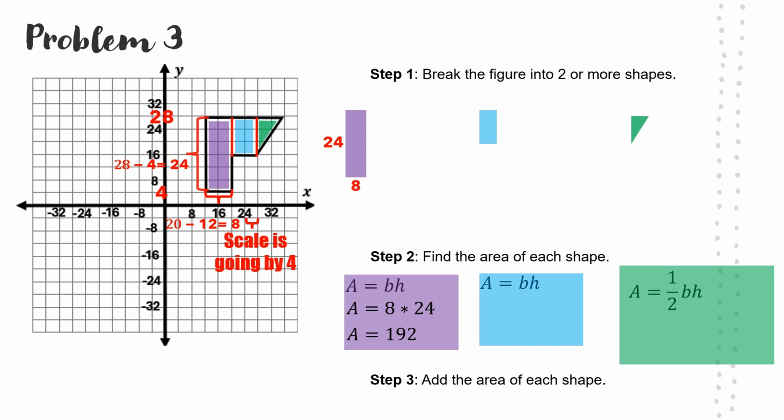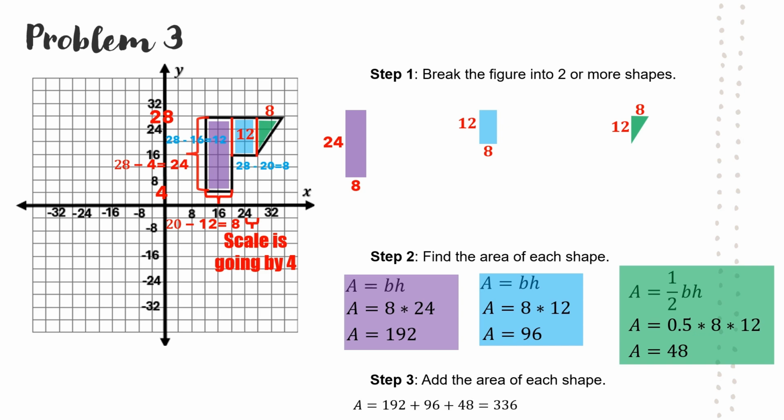Next we will find the heights and bases of the small rectangle and triangle. After finding the values of the base and heights, we will apply the area formulas and determine that the area of the small rectangle is 96, and the area of the triangle is 48. Now that we found the area of each shape, the last thing to do is add the areas up, and get that the total area of the composite shape is 336.